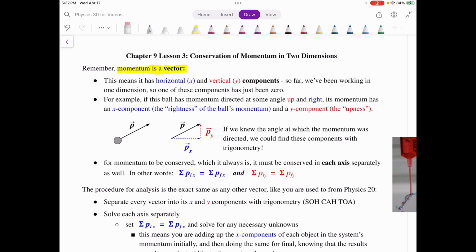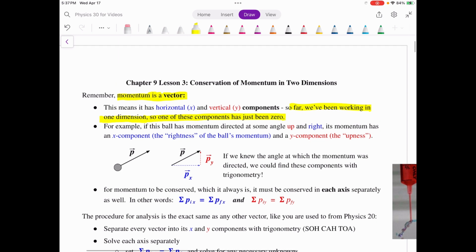Okay, so far we've just been working in 1 dimension. So it's not that it didn't have these vector components. It's just that one of these components has been 0, right? The car was driving straight east when it ran into the truck and then they both moved east together, right? That's just in 1 axis. That would just be in our X axis. So it's not that we didn't have to think about components there. It's just that the Y component in that situation was 0, so we didn't really need to bring it up, right?